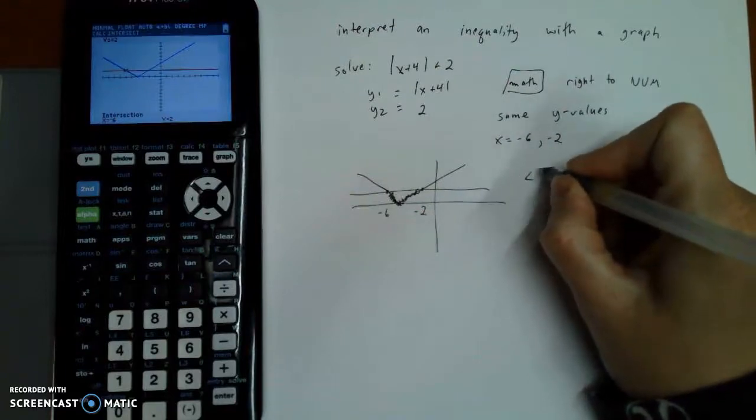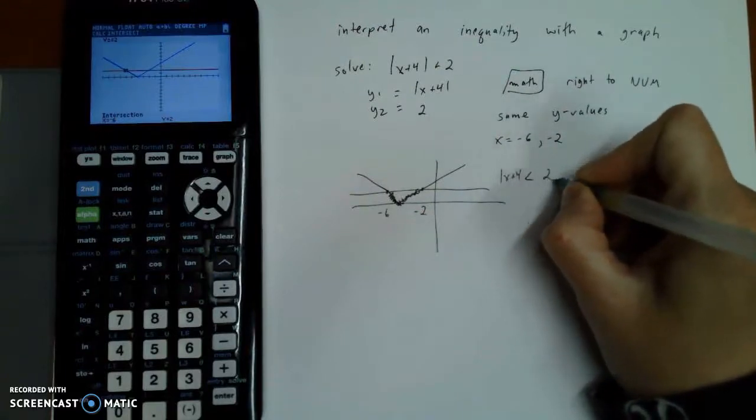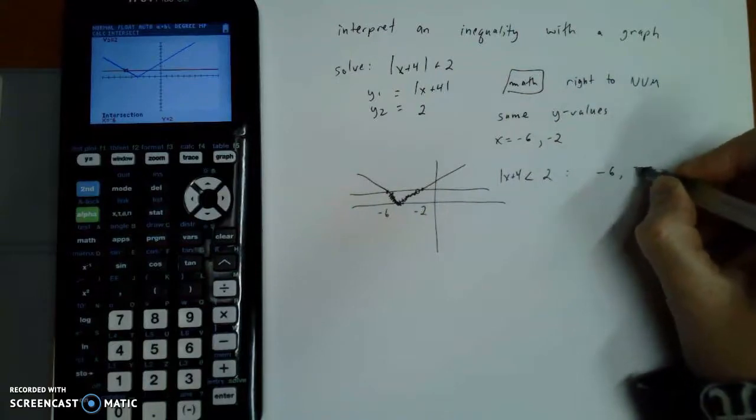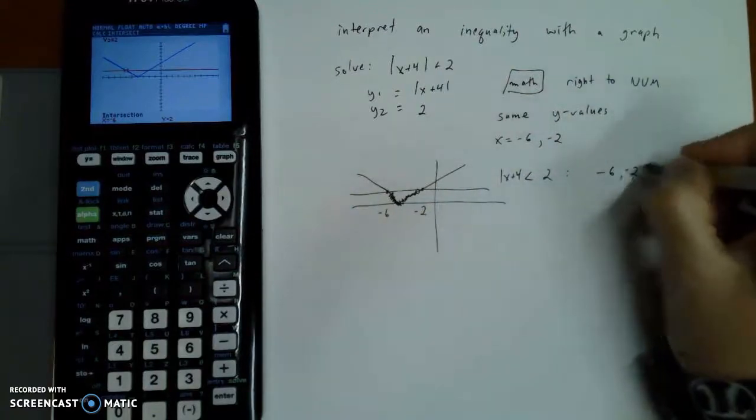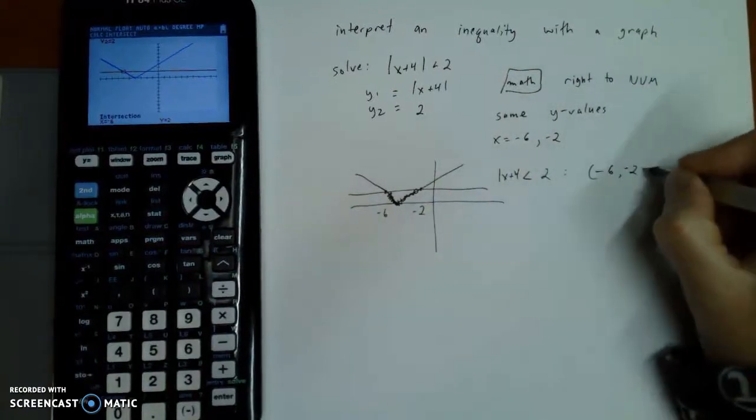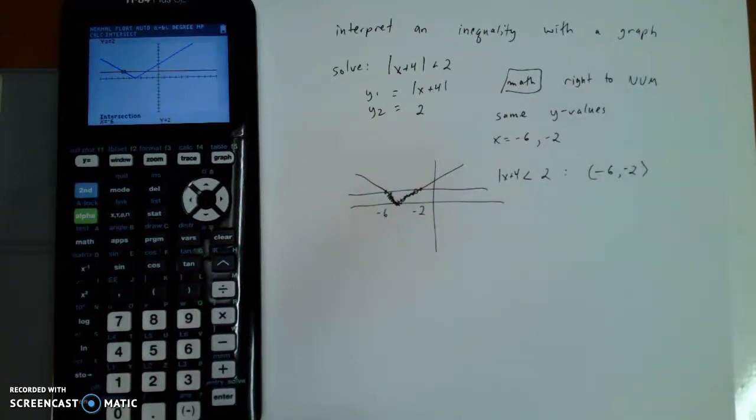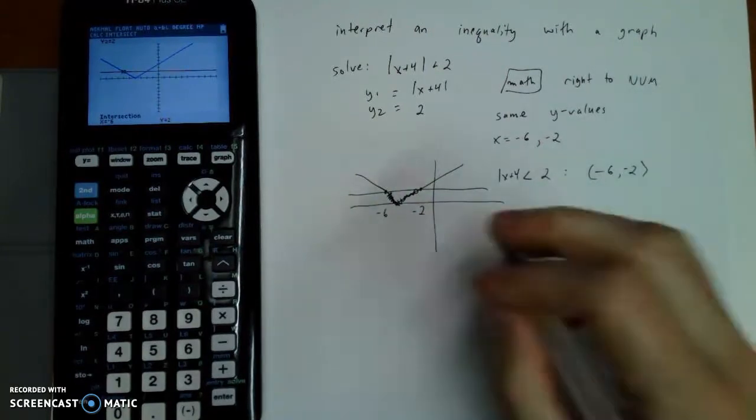So where is it less than 2? That would be from -6 to -2. And here I am going to put parentheses around that interval because, of course, we are strictly less than.